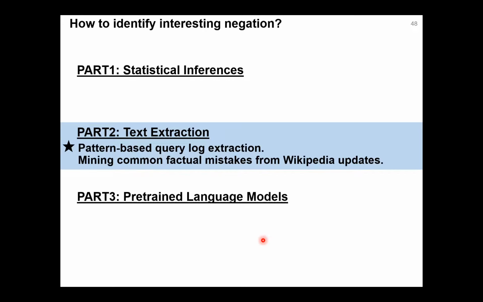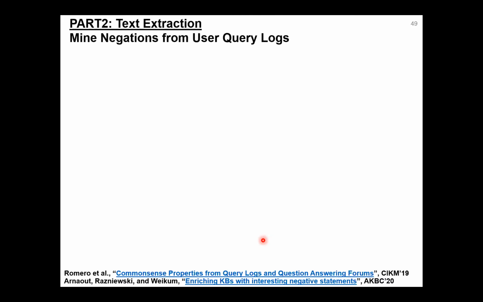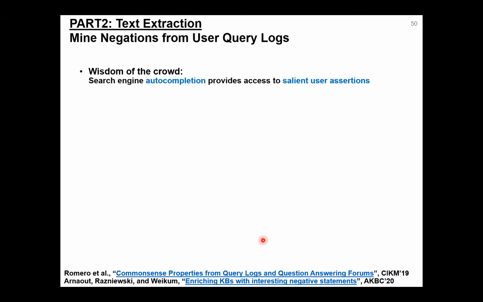And here I would discuss two methods. The first one is mining negations from user query logs, and it's a pattern-based method. And the main idea of it is, let's use the wisdom of the crowd. Let's use what people think is interesting negations and just extract them and add them to the knowledge base. And for this, one good source is the auto-completion of a search engine. So where people frequently ask questions, and we want to try to look for frequently asked questions that are also negative.